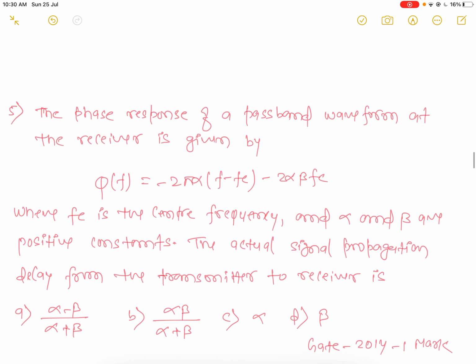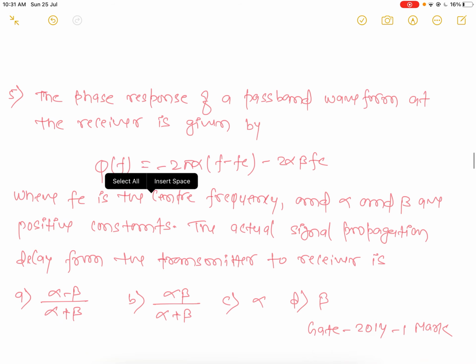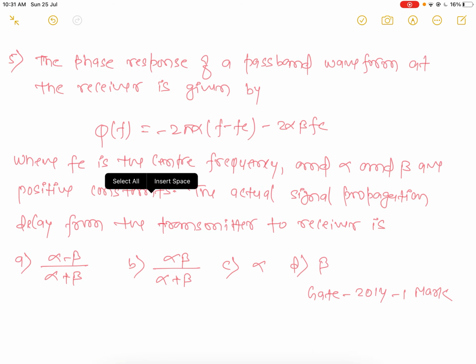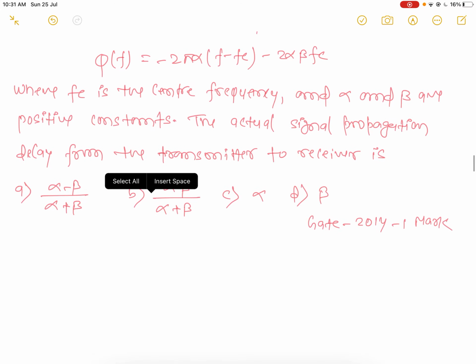Now comes to the next question. Question number 5. The phase response of a passband waveform at the receiver is given by phi(f) is equal to minus 2 pi alpha (f minus fc) minus 2 pi alpha beta fc, where fc is the center frequency and alpha and beta are positive constants. The actual signal propagation delay from the transmitter to receiver is.